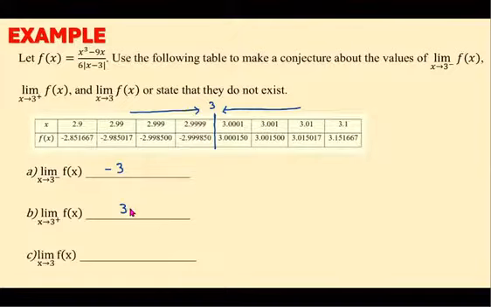So the left-hand limit and right-hand limit are not equal. So the limit does not exist. So the two-sided limit, the limit as x approaches 3 of the function, does not exist. So this is how you can use the table of values to compute the limit. And one more time, this method is called the numerical method.